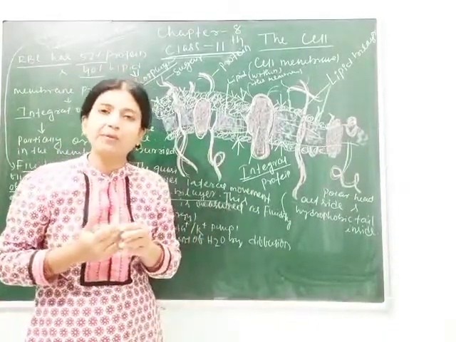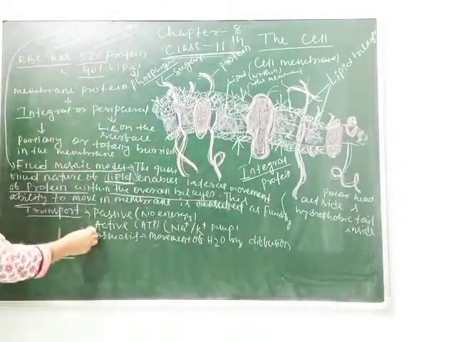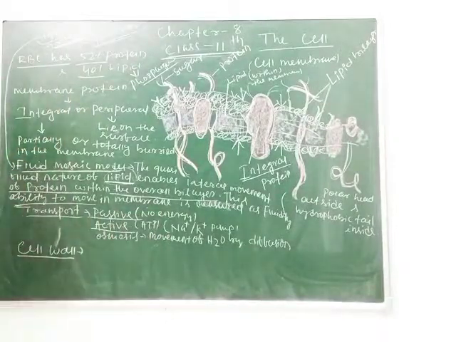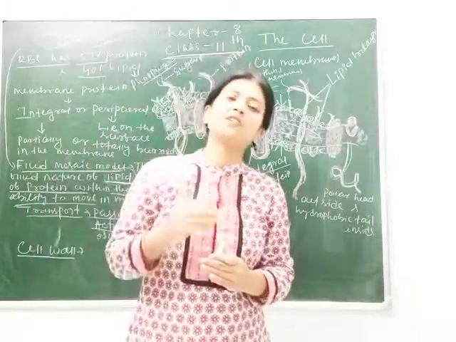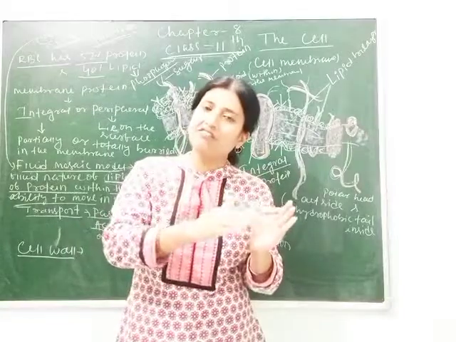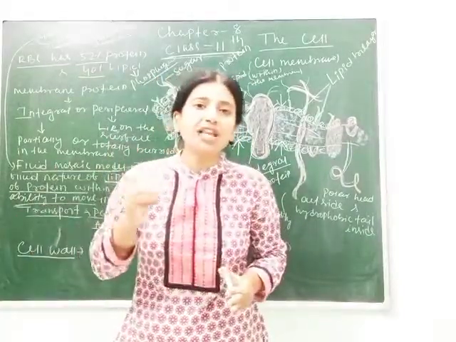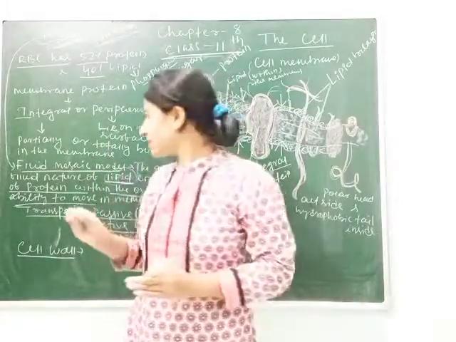Three different types of transport we know, major two. One is active transport and another is passive transport. So let's understand what is active transport and passive transport. Passive transport means simply the movement of substances from the region of high concentration to the region of lower concentration without expenditure of energy. Here energy means ATP.